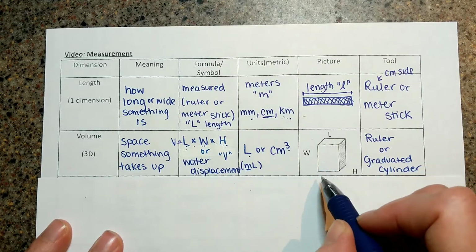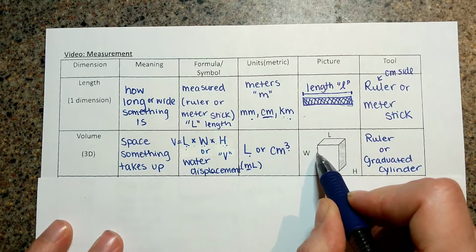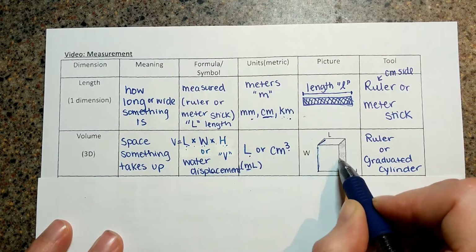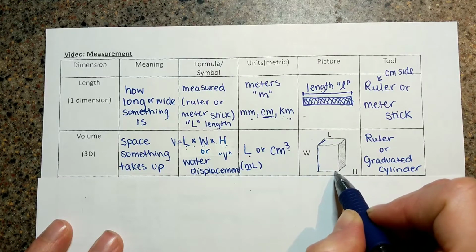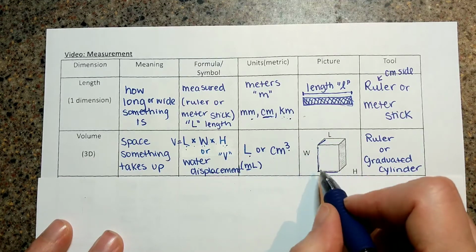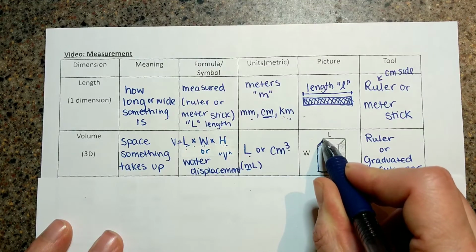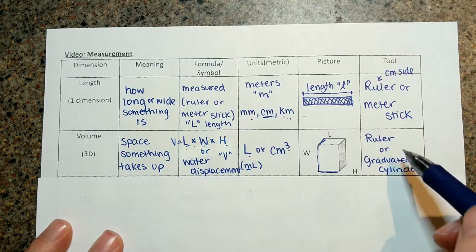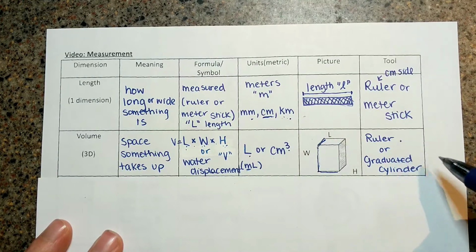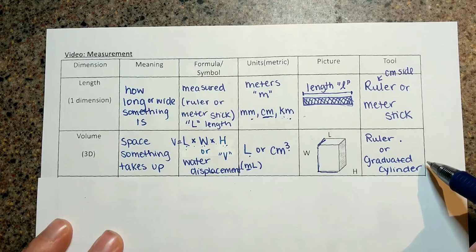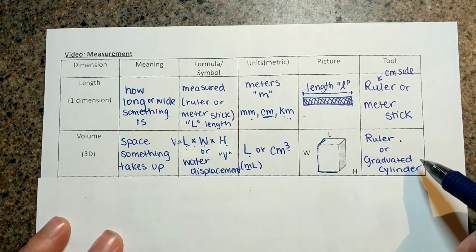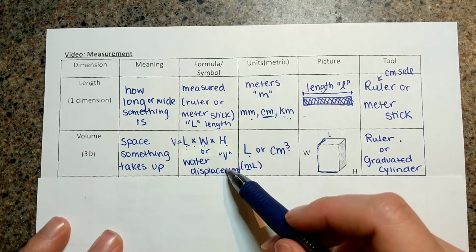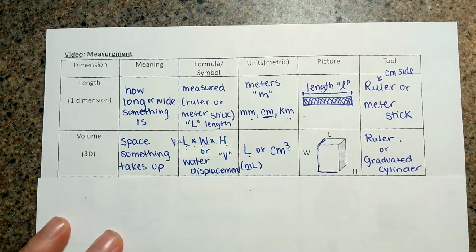If we had a block, we could measure its width, and that could be any one of our sides: the width side, the length side, and the height side. It doesn't matter which one; we just want to take all three of our different sides, measure those, and multiply them together to get our volume. We can use a ruler or a graduated cylinder to measure volume. We can measure liquids using the graduated cylinder. We can measure the volume of a block using water displacement in a graduated cylinder, and we'll do that in class today.